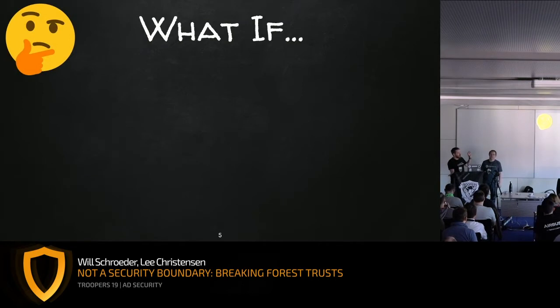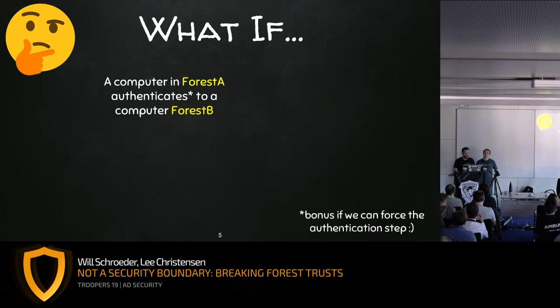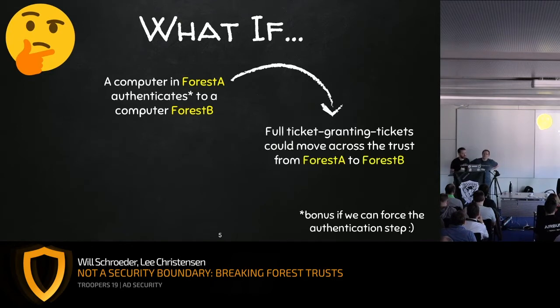So we're just going to give a super high overview first, then we're going to dive into a lot of the details so people can hopefully understand all the components of this. So, okay, we know that forests are boundaries. But what if we had a computer in forest A that authenticates to a system in forest B? Normal behavior. Bonus, and this will be relevant later, but bonus if we could force a computer in forest A to authenticate to a specific computer we want in forest B.